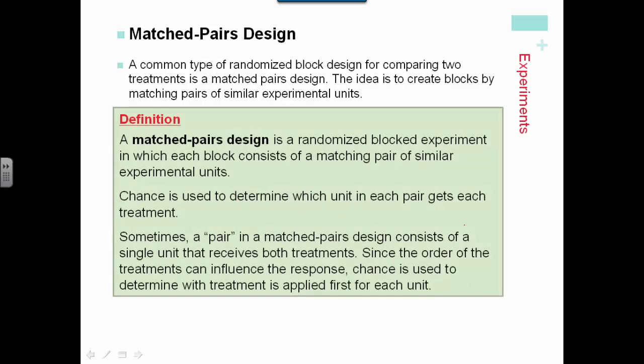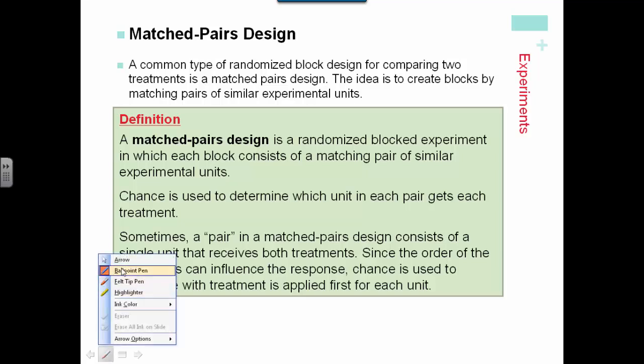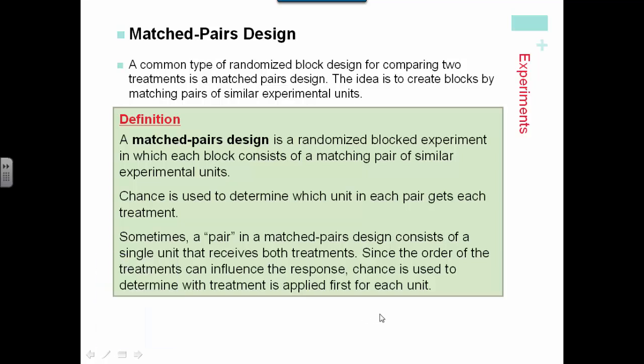Matched pairs design is a randomized block experiment in which each block consists of a matching pair of similar experimental units. Chance is used to determine which unit in each pair gets each treatment. Sometimes a pair in a matched pair design consists of a single unit that receives both treatments. Since the order of the treatments can influence the response, chance is used to determine which treatment is applied first for each unit.